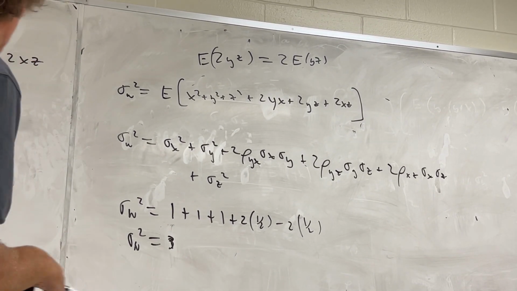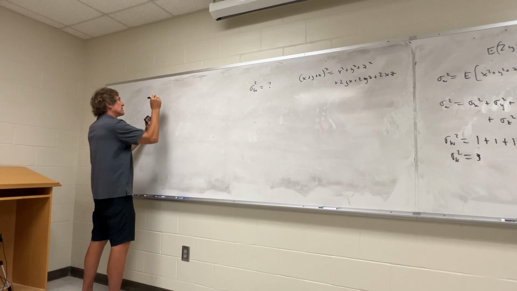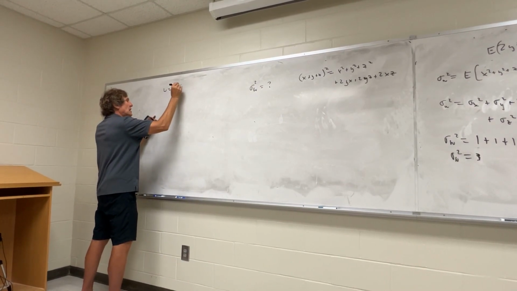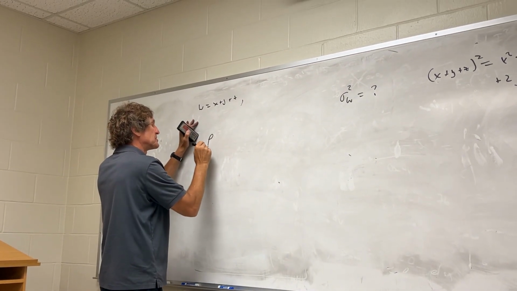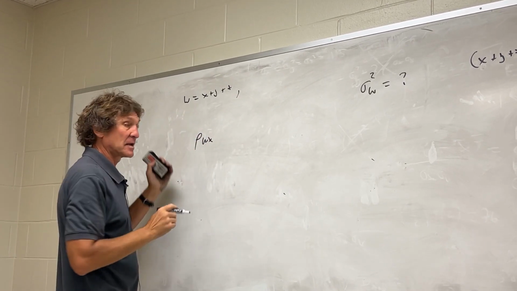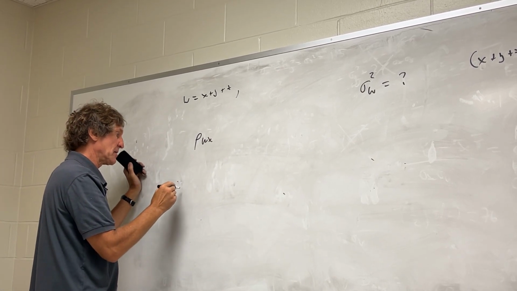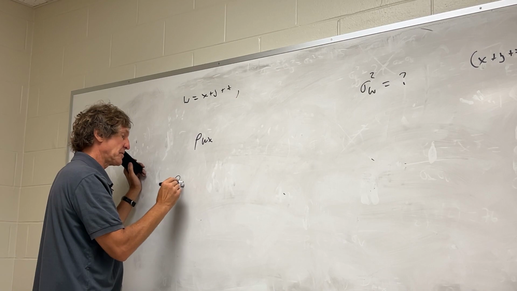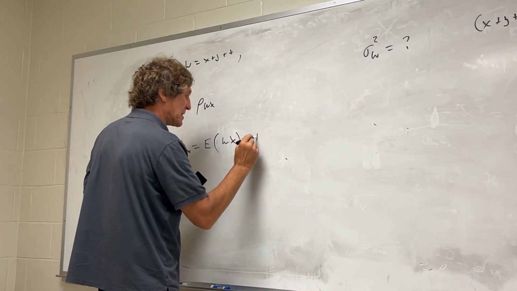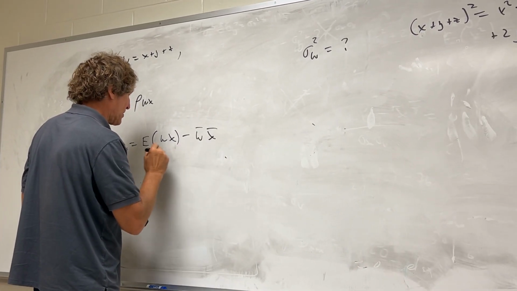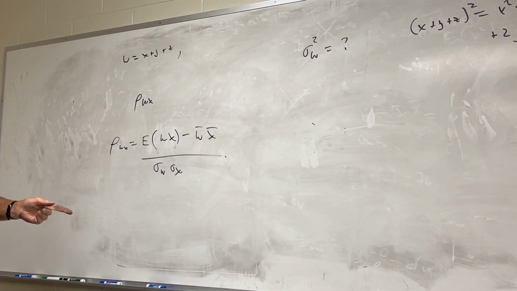To find the correlation coefficient between W and X. All right. Let me do it here. First, I want to put this up here. W is equal to X plus Y plus Z, right? And now they want the correlation coefficient between W and X, correct, class? So by definition, the correlation coefficient of W and X is equal to the expected value of W times X minus W bar times X bar, over sigma W sigma X. We have sigma X, we have sigma W, so we've got these.